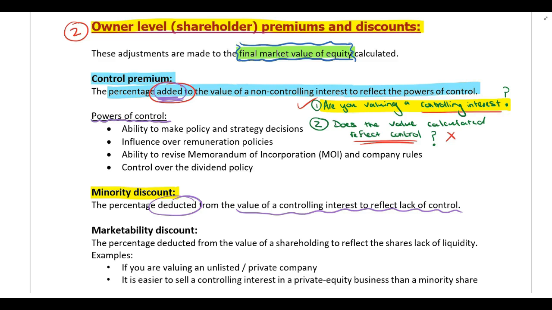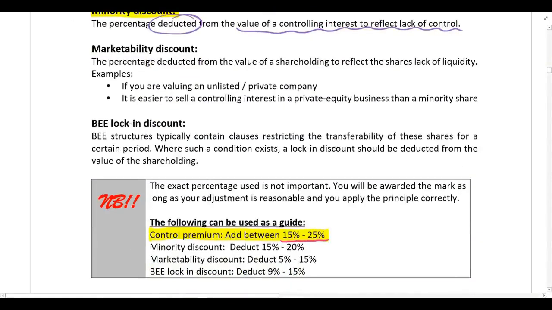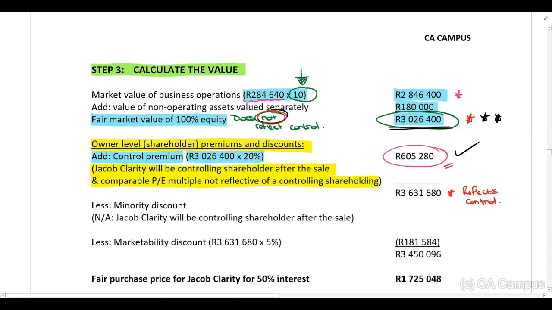It can't be both. So when we don't have a controlling interest, we deduct a minority discount. And just below you can see the guide. You can deduct anything between 15 and 20%. So obviously the minority discount is not going to be applicable in our question because we are valuing a controlling interest. So you can see in our solution, Jacob Clarity will be the controlling shareholder after the sale, so we don't have a minority discount.